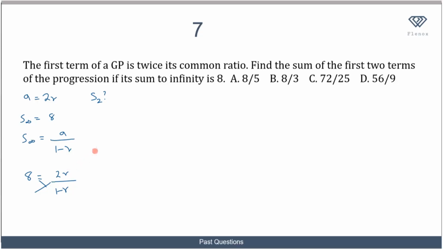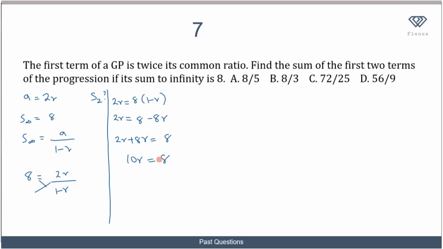Then we can cross multiply, and when we do that, we have 2R is equal to 8 into bracket 1 minus R. When we expand, we have 2R is equal to 8 times 1, 8, and 8 times minus R gives me minus 8R. So if I bring this over here, I have 2R plus 8R is equal to 8. So this gives me 10R is equal to 8, and if I divide both sides by 10, I have R is equal to 4 over 5.